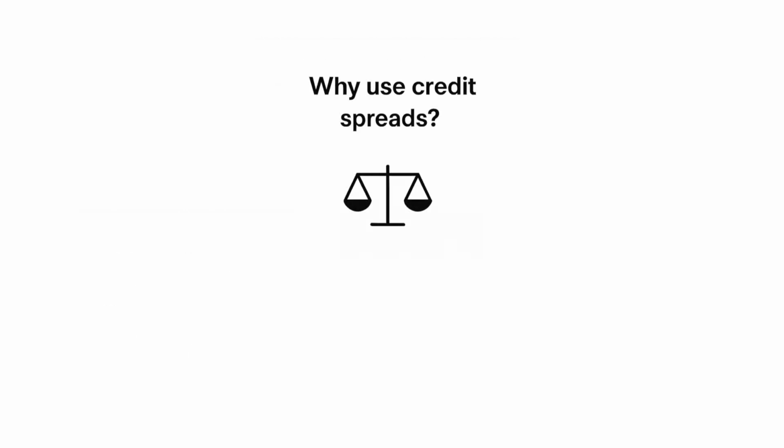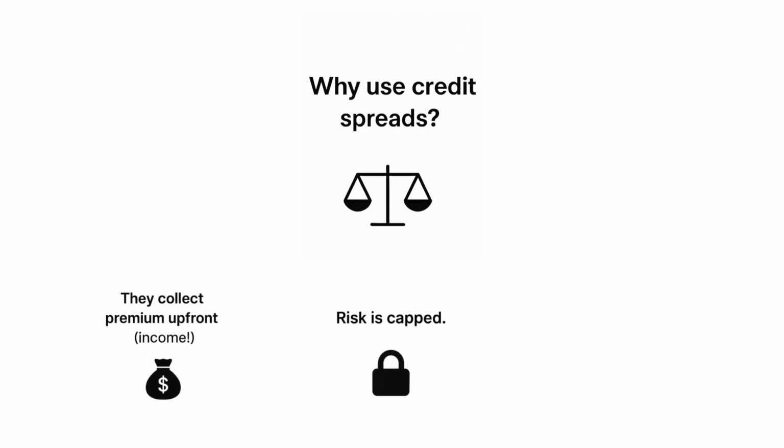Why use credit spreads? They collect the premium upfront like an income. Risk is capped, and you can profit even if the stock moves sideways. Great for high IV environments where premiums are juicy.